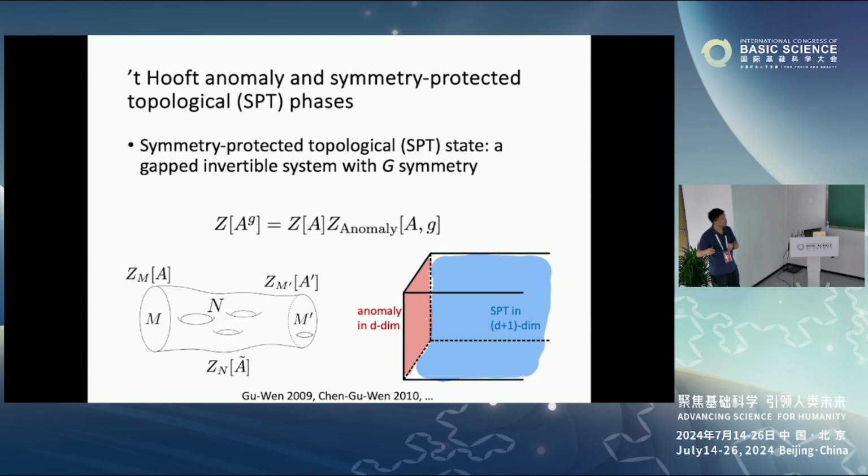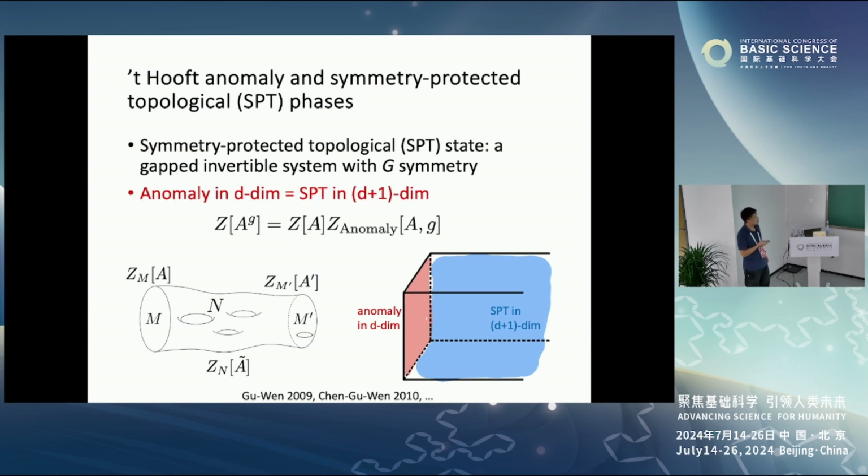So we can do an inverse for this system, and it also has a group symmetry G. So it's symmetry protected. If we forget about the symmetry, then this SPT phase can be trivial, can be connected to the vacuum. But if we insist on this G symmetry, then there may be different types of SPT states. So that's the correspondence. On the boundary, we have a quantum field theory with 't Hooft anomaly in d dimensions, and in the bulk, it is an invertible gapped state with G symmetry in one higher dimension. And so that's the correspondence.